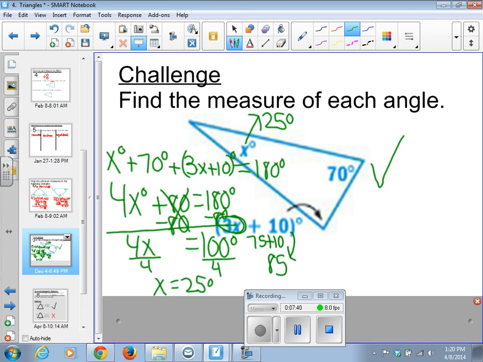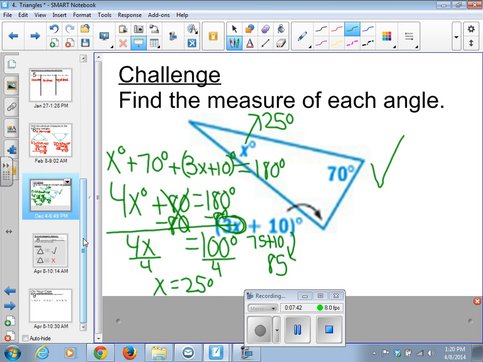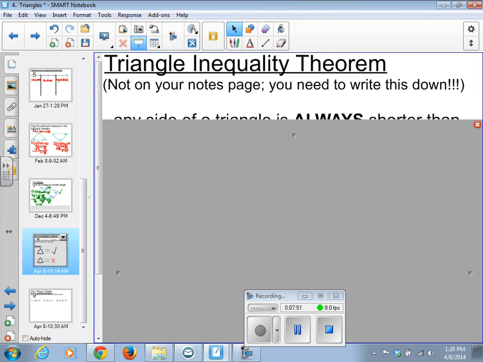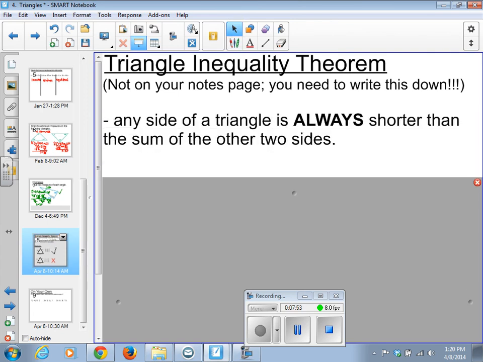The final thing we're going to look at in this presentation, we have what is called the triangle inequality theorem. This is not on your notes page. Please add this in. The theorem says any side of a triangle is always, always, always shorter than the sum of the other two sides.